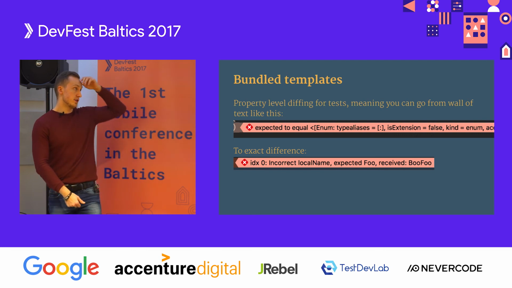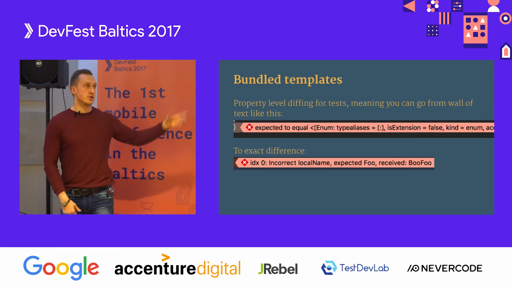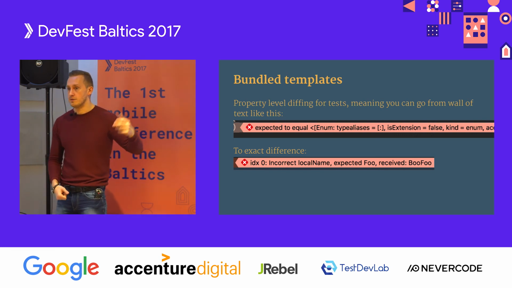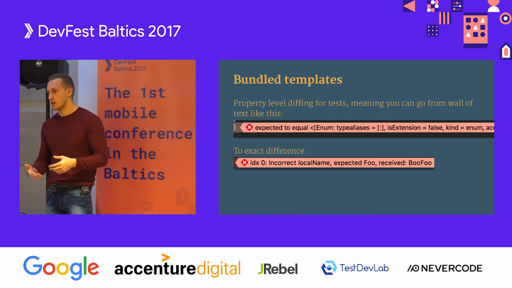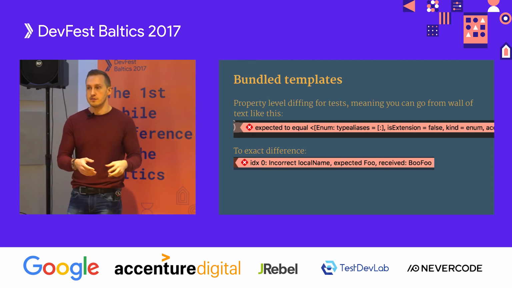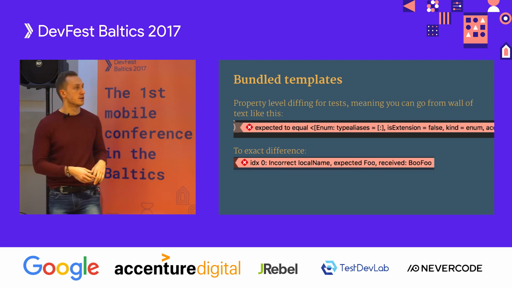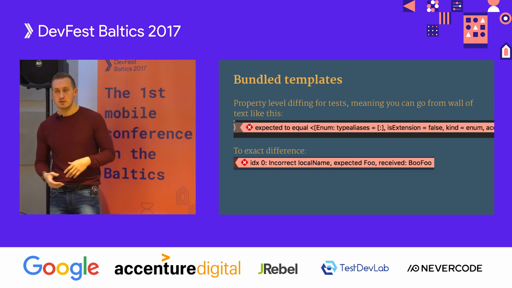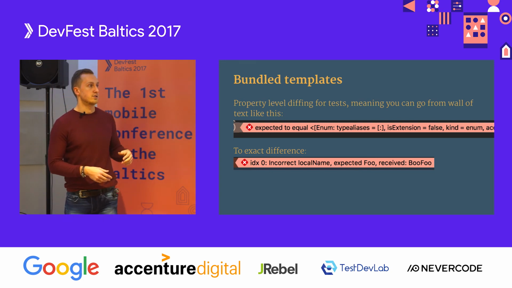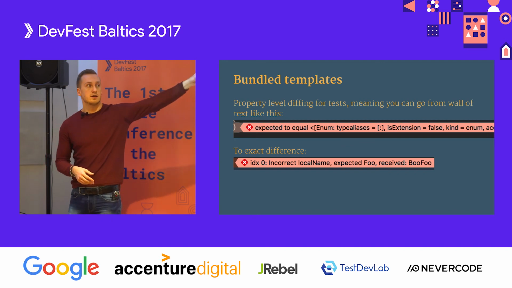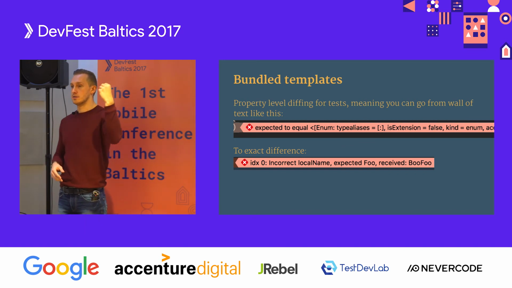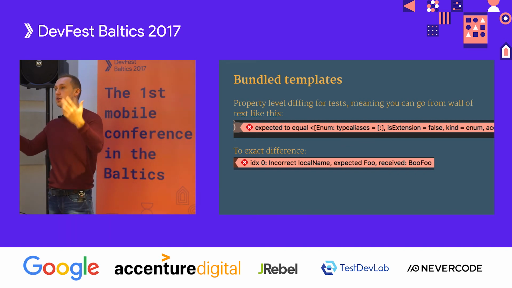And property level diffing, if you do TDD, you usually have equality tests. Sometimes you have primitive equality tests, but sometimes you actually want a full object equality comparison. If you do it in Xcode, in general, it doesn't matter what language, you will get this wall of text that prints one object and the other if it's not equal.